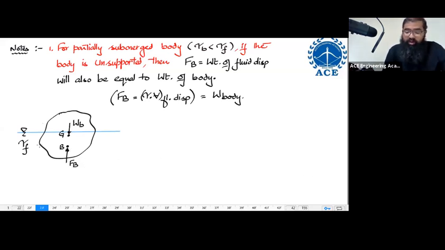Now, this body is in equilibrium. If this body is in equilibrium, then what should happen? Whatever is the downward thrust should be equal to the upward thrust. Therefore, FB has to be equal to weight of body. This is the point I'm mentioning over here. I hope this point is clear to all of you.